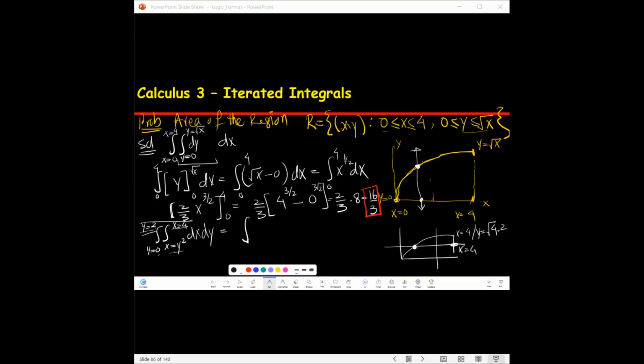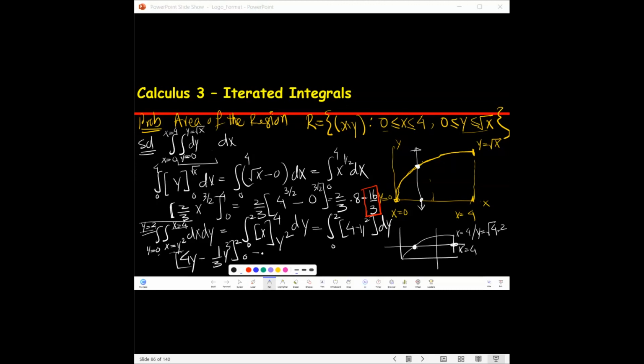This is going to be the integral from 0 to 2 of x, and then y squared to 4, dy. This is equal to the integral from 0 to 2 of 4 minus y squared dy. If I simplify it further, take the integral with respect to y, it's going to be 4y minus 1 over 3 y cubed.